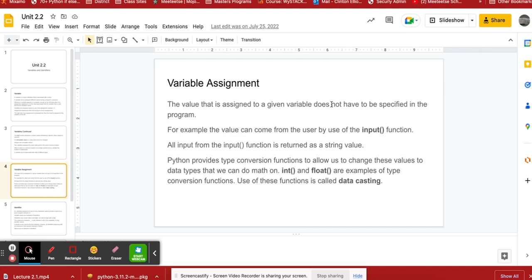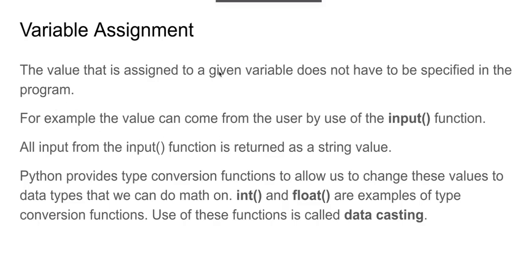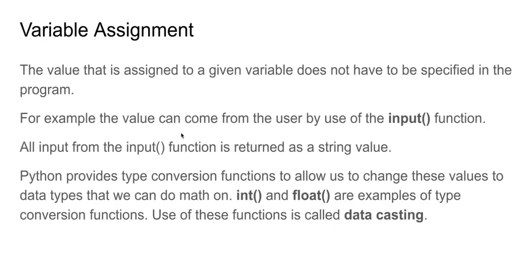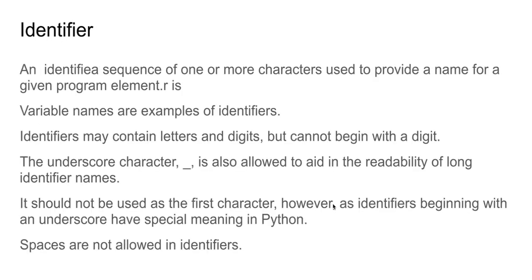Okay, so those are some examples of data casting. Float is just going to make it a float, where you have a decimal place in it.